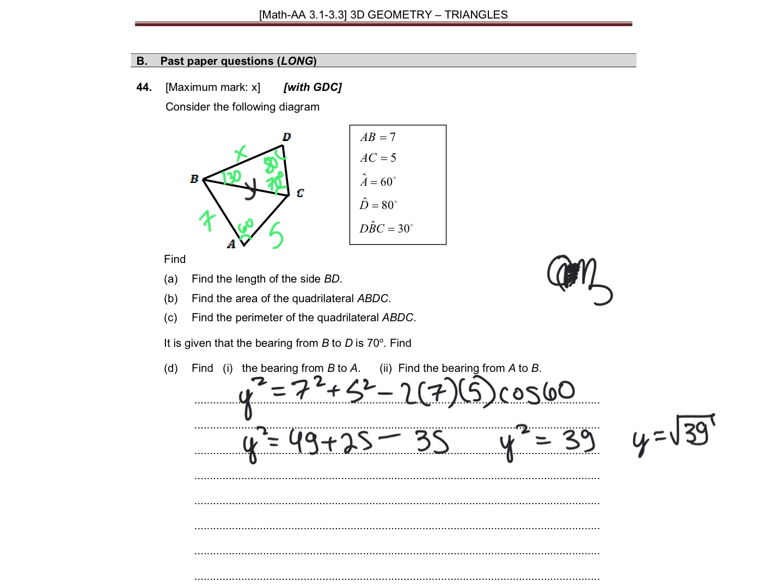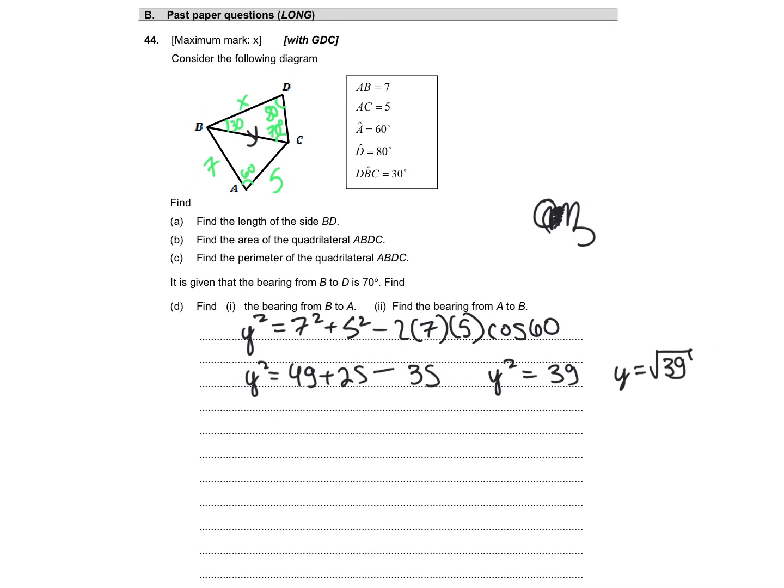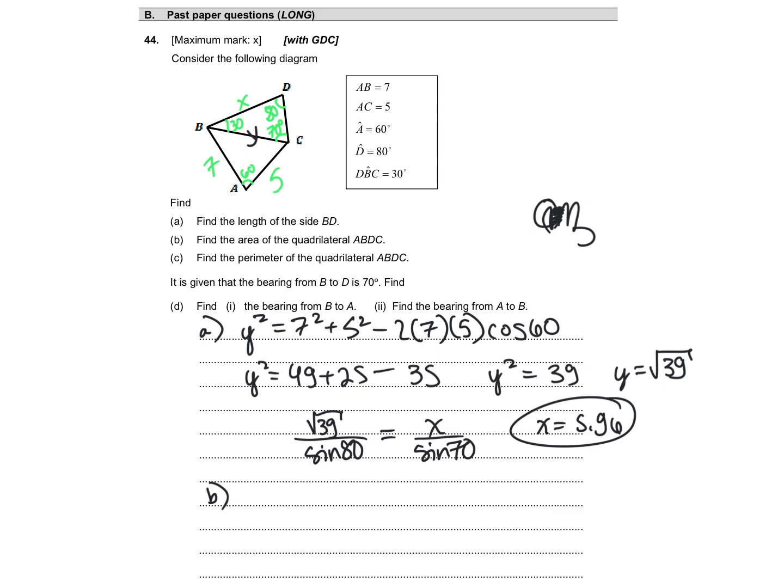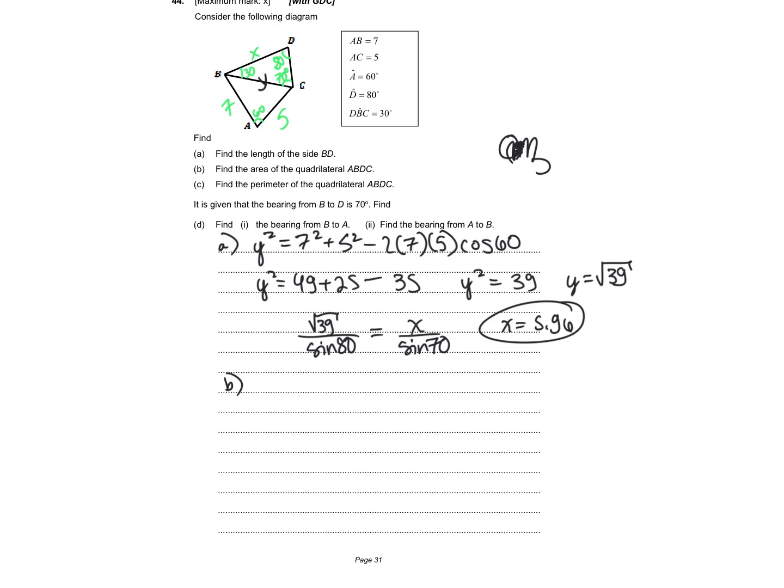So for b, oh wait, we're not done here. So now we can just use the sine rule. So we've got root 39 over sine 80 equals x over sine 70, and we have to use the calculator for that. So we get x is 5.96. So that's A. For B here, find the area of the quadrilateral.